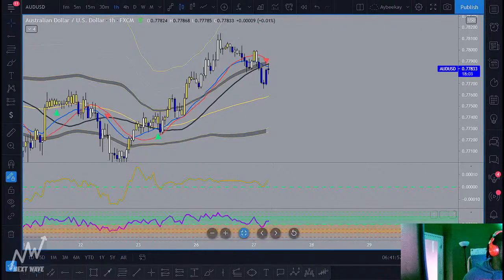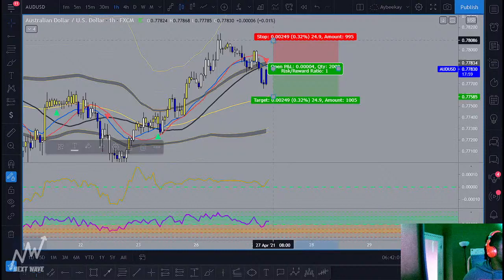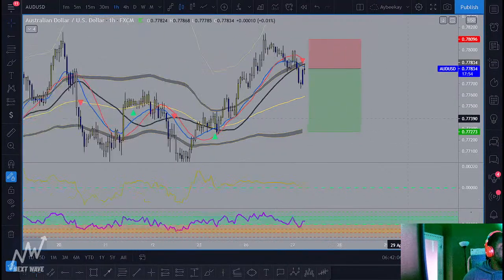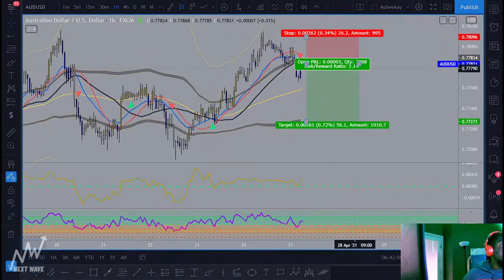And hey, like I said, if you guys are already in the sell, then this might be your intraday trade that you have right here. 26 pips for about 56 pips. That's decent. And you could even look at it this way.